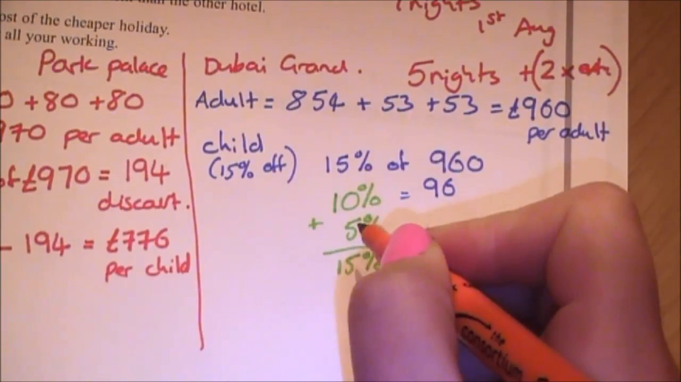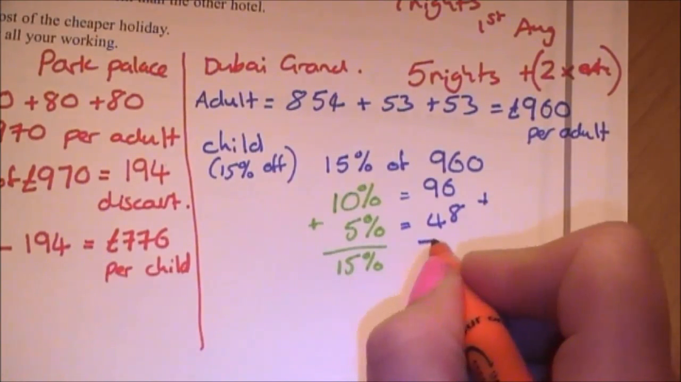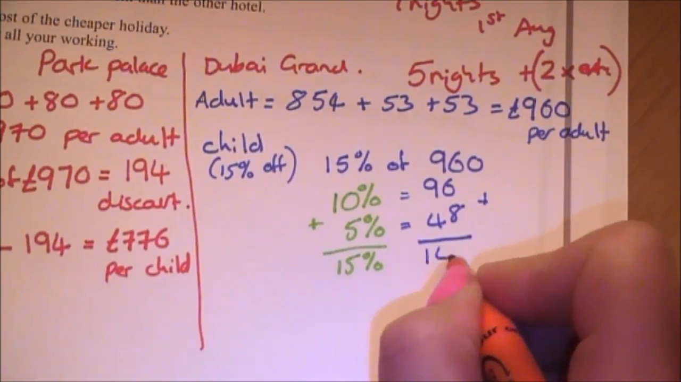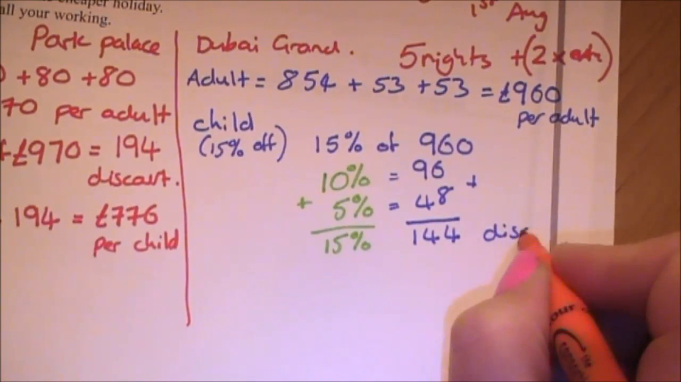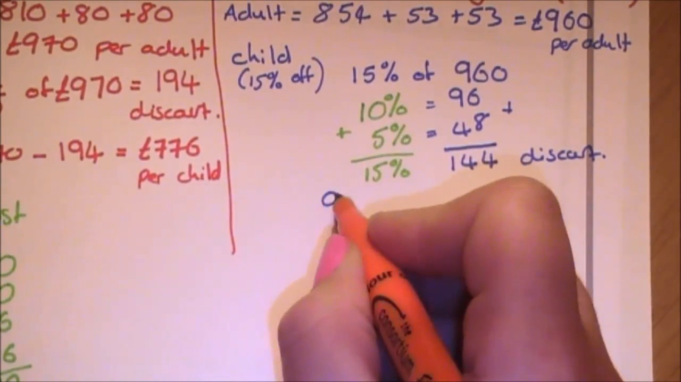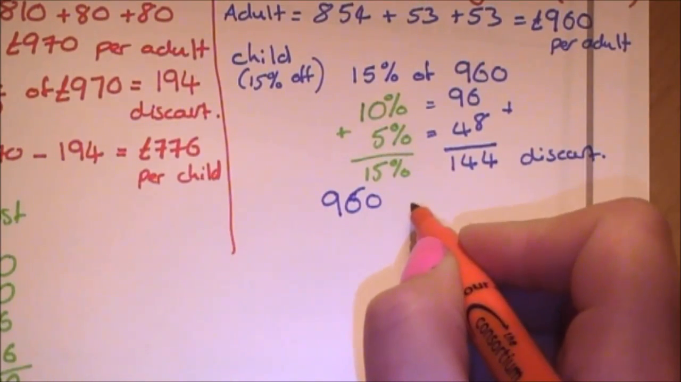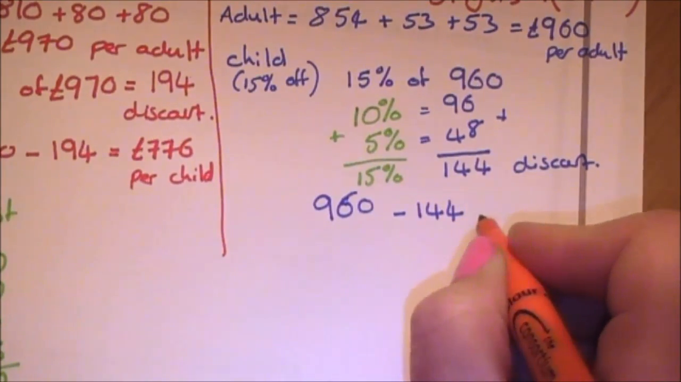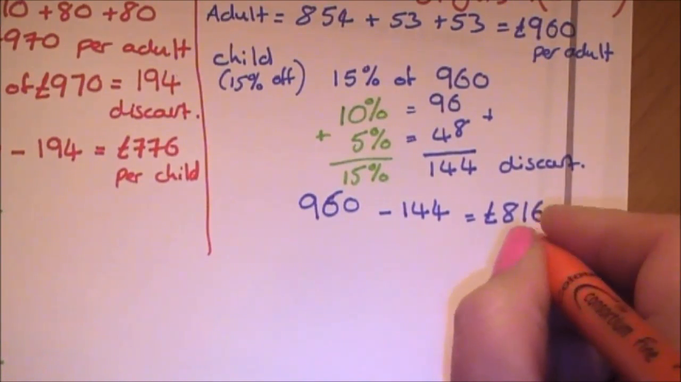5% is actually half of 10%, so it's 48. And I'll add them together to find my 15%, and that's going to give me 144. Now that's not the cost of the child, that is the discount. So I need to take the adult price, which was 960, and I need to subtract the £144 child discount, and that's going to leave me with an £816 price per child.